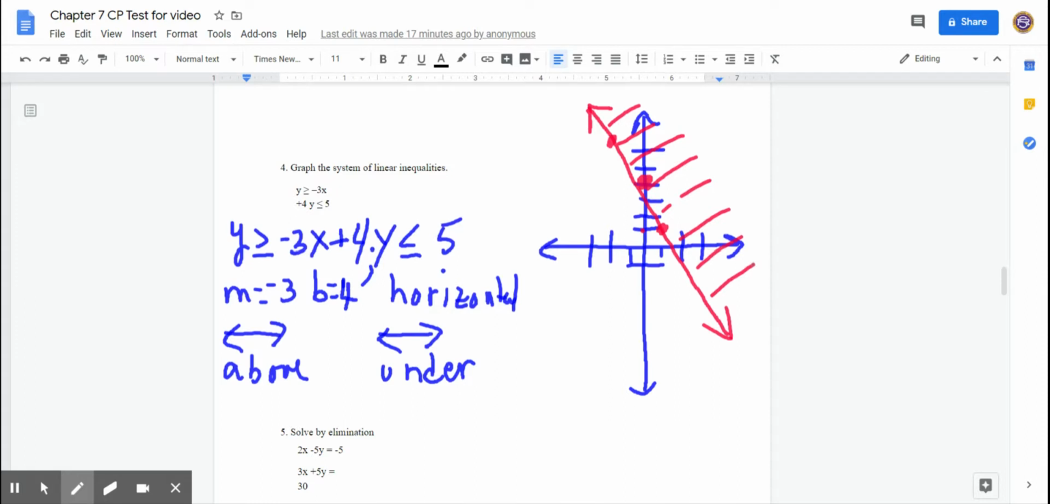The second line, remember, is a horizontal line through y equals 5. 1, 2, 3, 4, 5. So go up to 5 and draw a horizontal line, which is solid also because of the equals, and that's less than. So you can see where the green line and the red line overlap, which is right in here.